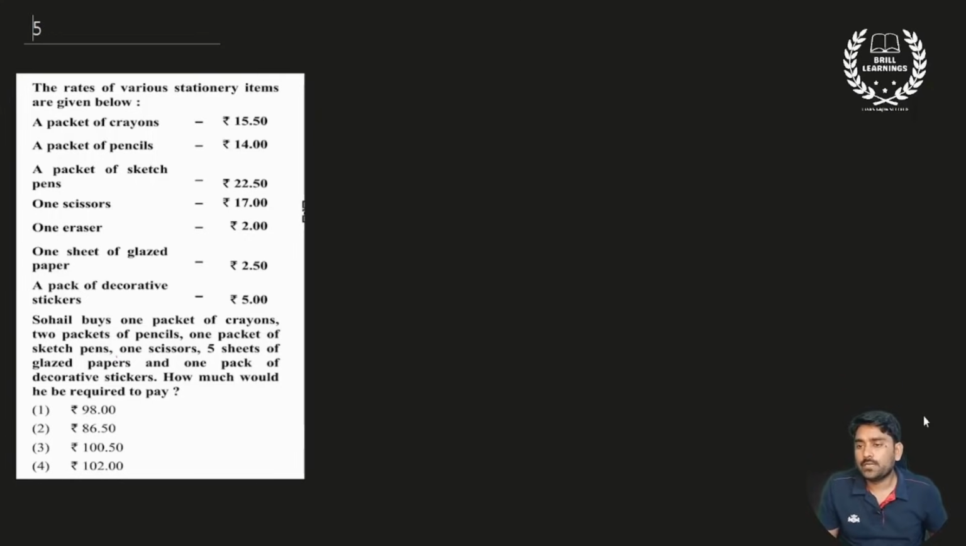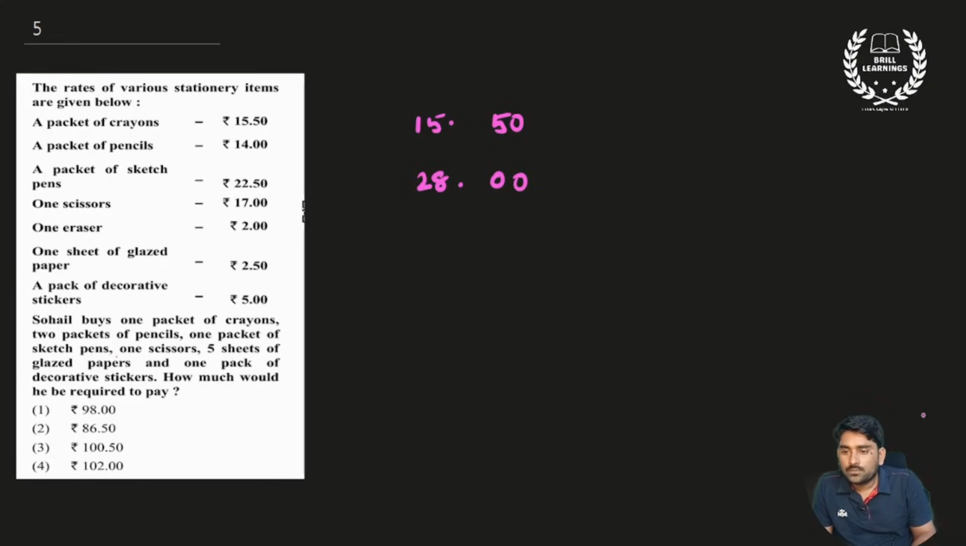The rates of various stationery items are given below. So what is the question here? Sohel buys 1 packet of crayons. First, 1 packet of crayons costs 15.50. Next, 2 packets of pencils. 1 packet of pencils is 14, so 2 packets are 28 rupees. Next, 1 packet of sketch pens. 1 packet of sketch pens is 22.50. Next, 1 scissors is 17 rupees.